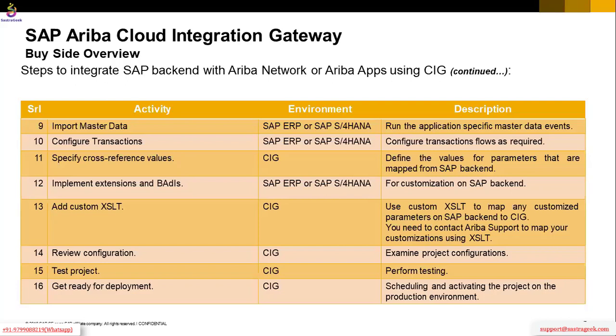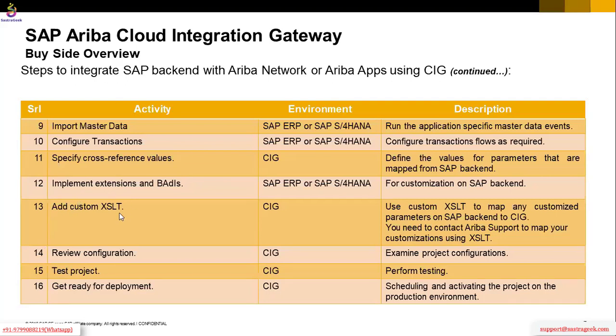Okay. And later, we have to perform some transaction-specific configuration, whatever transaction flow the customer would like to do. We have to perform that configuration, and we have to do some cross-reference value setting as well. We have to do that on the CIG portal. In the cross-reference values, we have to do mapping of the unit of measure and set up some document information. Those activities we have to do.